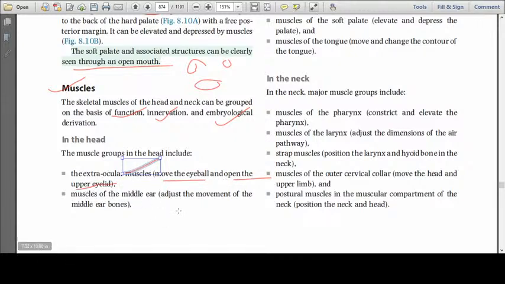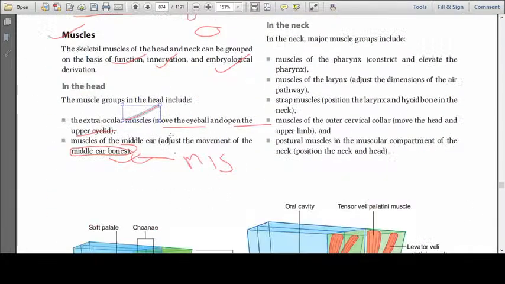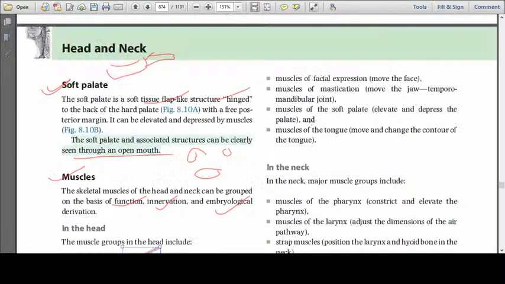And the muscles of the middle ear, which act on the movement of the middle ear bones. The middle ear bones basically include the malleus, incus, and stapes. The muscles of facial expression move the face. The muscles of mastication help to move the jaw. Then there are the muscles of the soft palate and the muscles of the tongue.